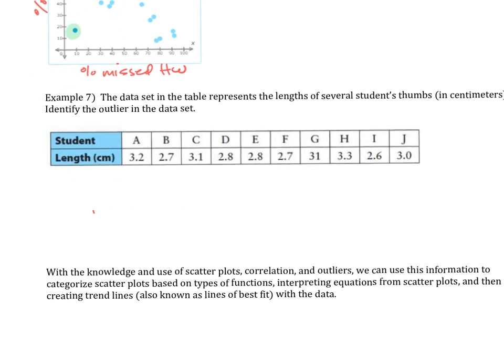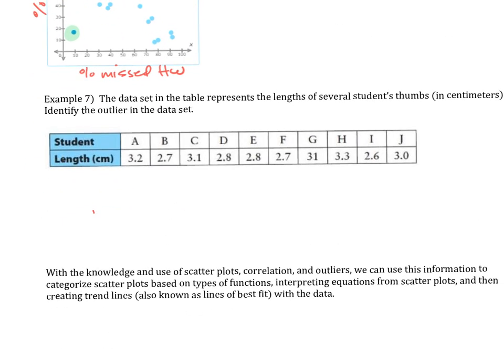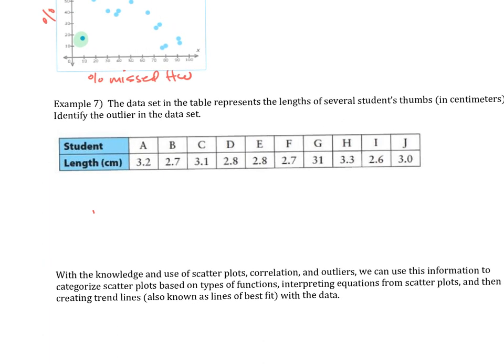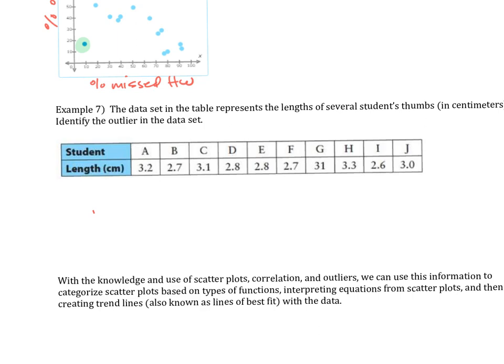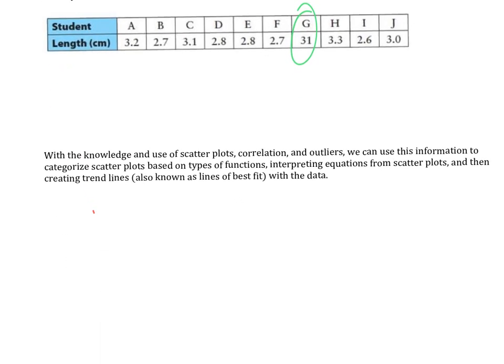This last one, you got a whole bunch of students and the length of their thumbs. It says the data represents the length of several student thumbs. So this isn't really an XY situation. It's not comparing two things. It's just giving you the lengths of student thumbs. But you can see that one student's thumb is really, really long, 31 centimeters. That's not really even possible. But that's definitely an outlier. That's the idea of an outlier.